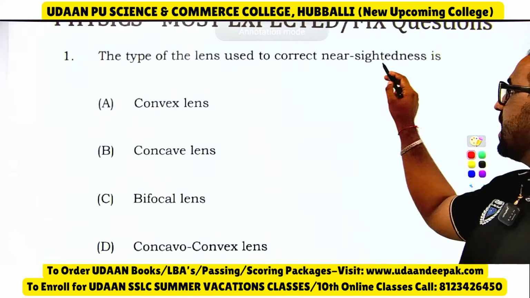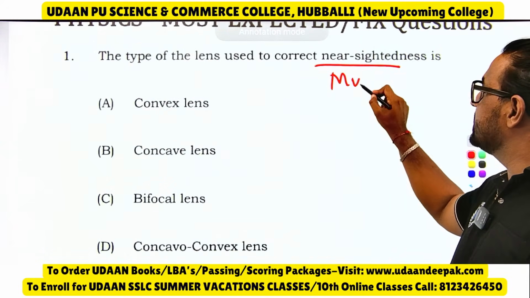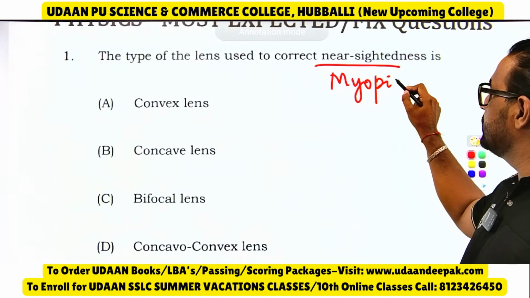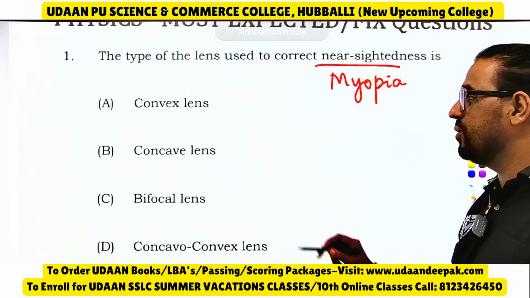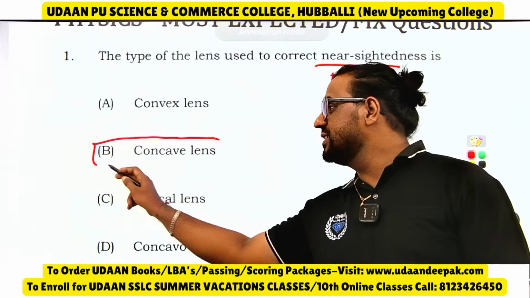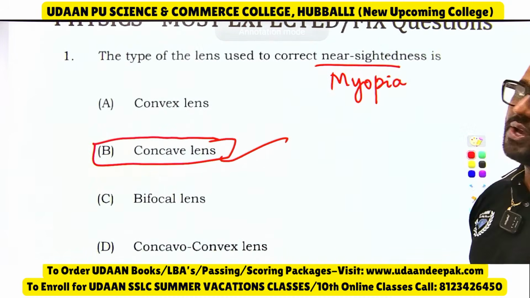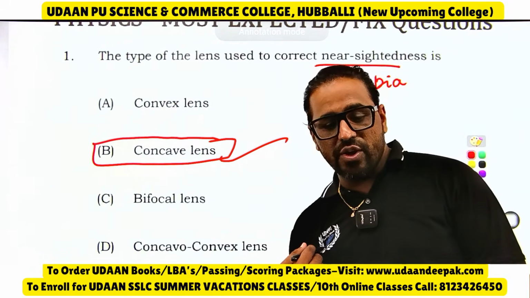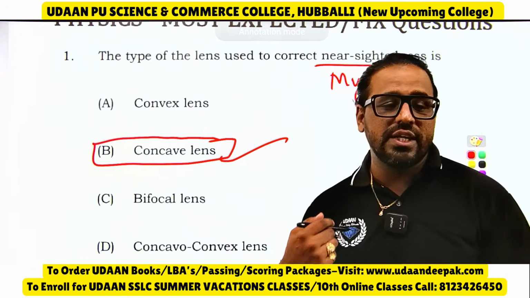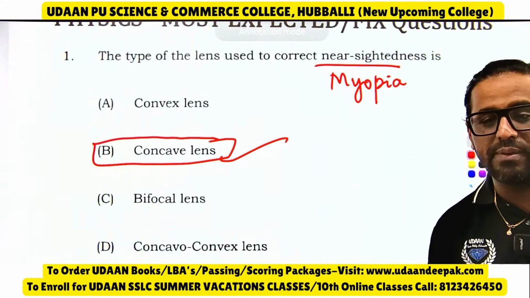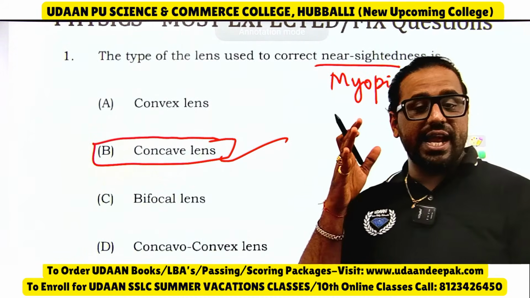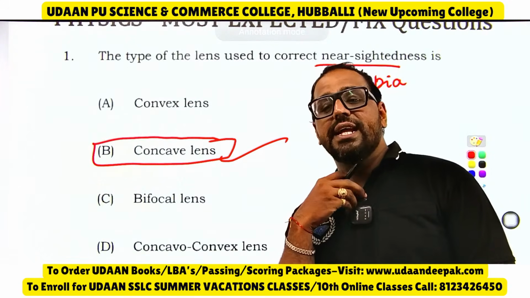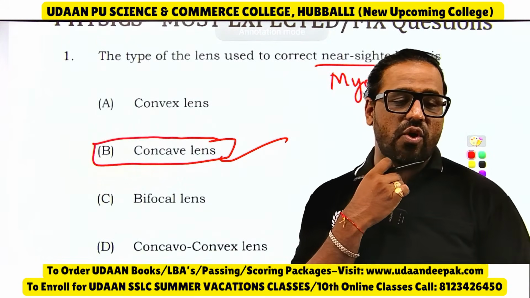Myopia, you know, nearsightedness is what? Myopia. The type of lens which is used to correct nearsightedness, myopia, and the type of lens used here is what? Concave lens. Okay, see, I am wearing my concave lens because I am suffering from what? Myopia. So like this you should be able to answer the question. The right answer for question number 1 is concave lens.